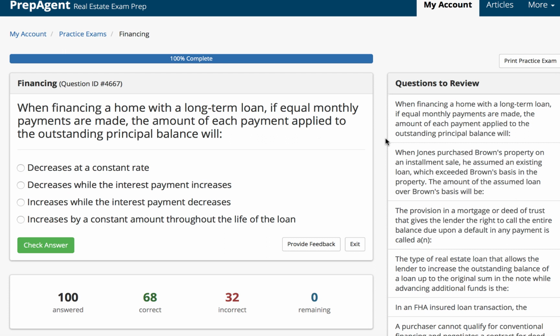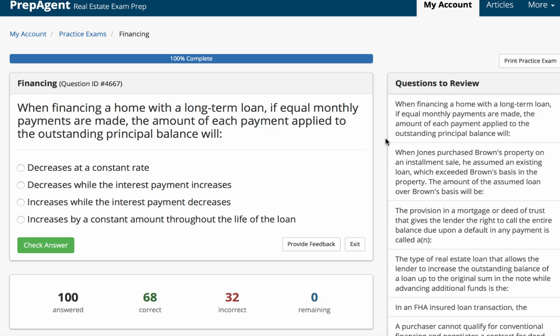All right. When financing a home with a long-term loan, if equal monthly payments are made, the amount of each payment applied to the outstanding principal balance will decrease at a constant rate, decrease while the interest payment increases, increase while the interest payment decreases, or increase by a constant amount through the life of the loan.